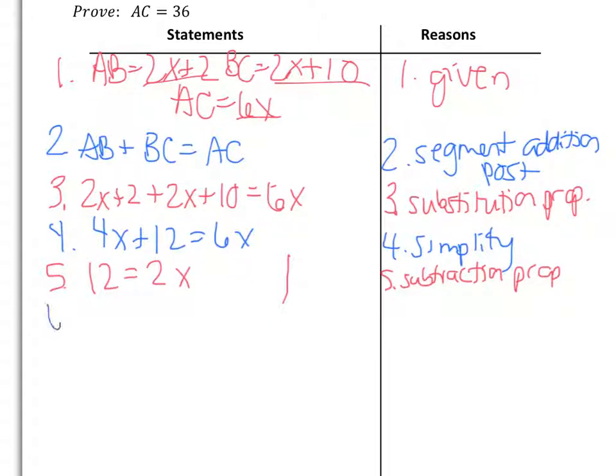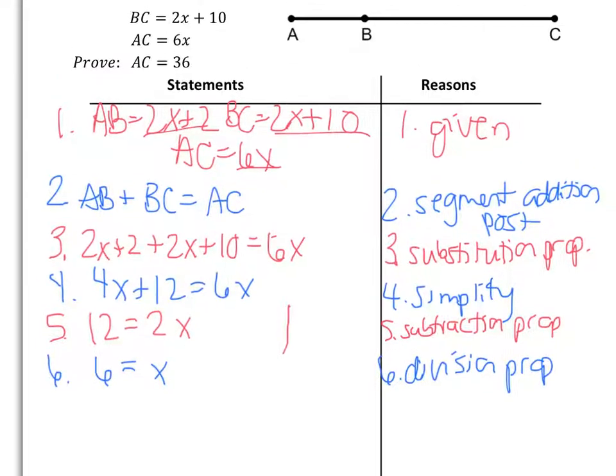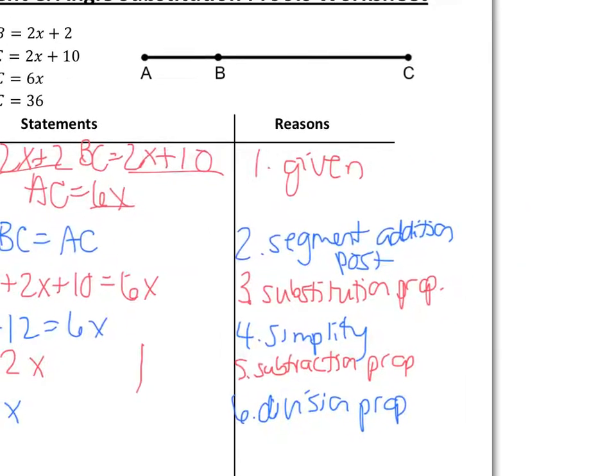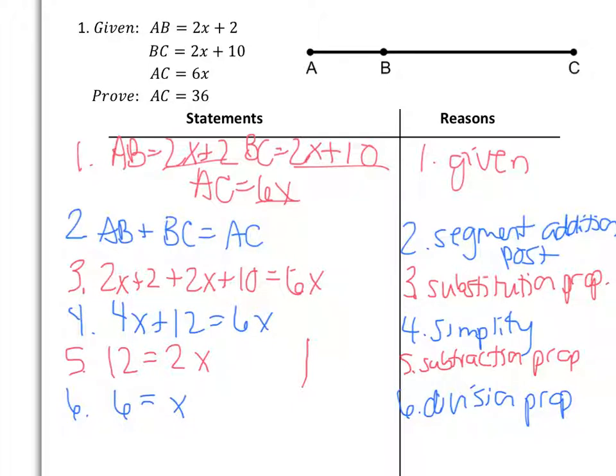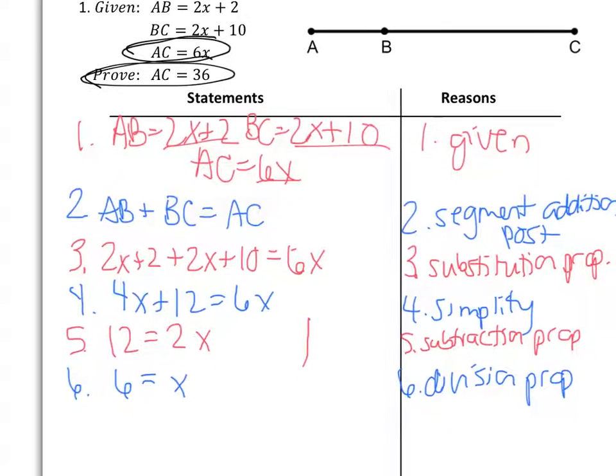Okay, now we need to divide. So normally here we would end with the symmetric property and be done. You don't even need to do the symmetric property here, but if you did, that wouldn't be wrong. So we get division prop. Now, here's the part that we added today. So it says that we need to prove that AC is 36. So what we need to do is take the AC part of the given and plug in our x. So back down here.